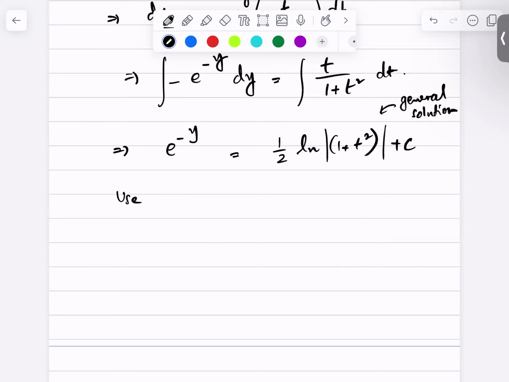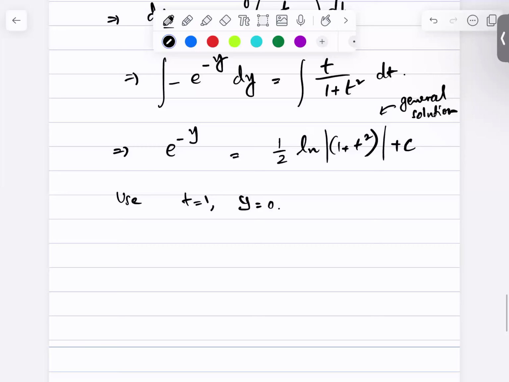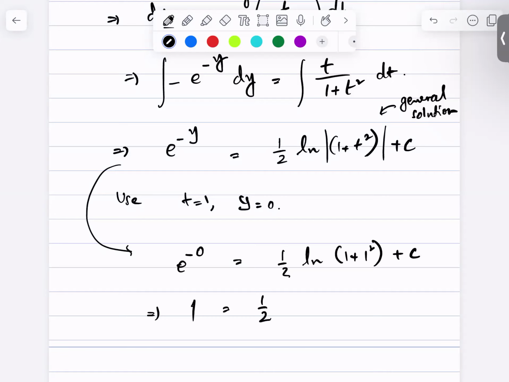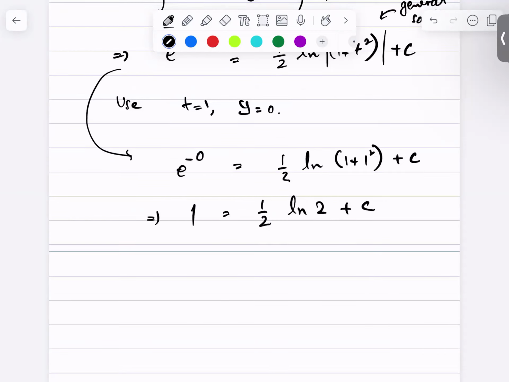So use t equal to 1 and y equal to 0. I'll put t as 1 everywhere in there. So I can see that it is half ln(1 plus 1 squared) plus c. And I know that y is 0, so I'll get e to the minus 0 on the left-hand side, which is 1. On the right, I have half ln 2 plus c. So therefore, my c will be 1 minus half ln 2, right?